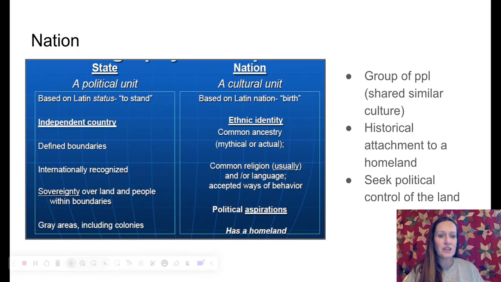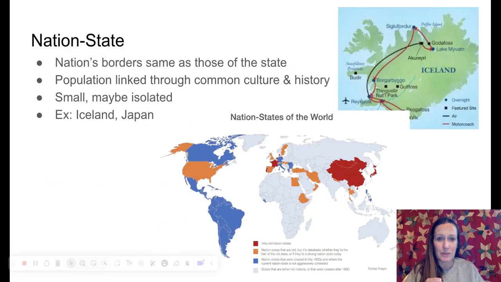So what is a nation? All right. A nation is a group of people that have a shared similar culture. They have a historical attachment to where they live or where they want to live, to their homeland, and they seek political control of that land. Now, a state and a nation can be one and the same. It also might not be. Okay, so this is where we'll see when does it match up or not.